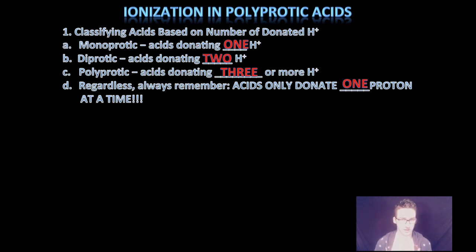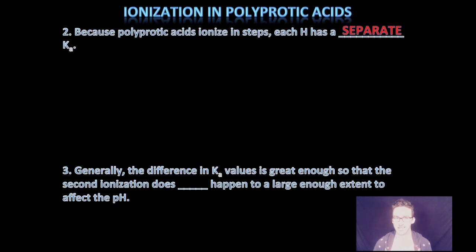However, regardless of the type of acid that you have, keep in mind that acids only donate one proton at a time in a stepwise fashion. Because each polyprotic acid ionizes in steps, each hydrogen ion that's donated has its own, or separate, ionization constant, or Ka value. So as you take a look at what you've got in your notes there, generally speaking, the ionization constant of the first proton is greater than the ionization constant of the second and of the third.